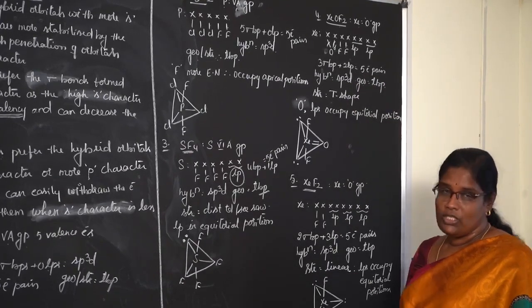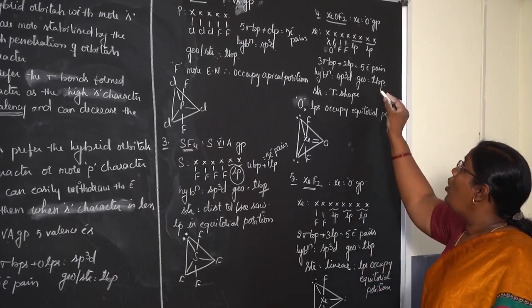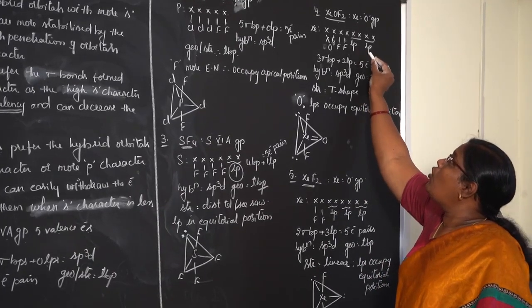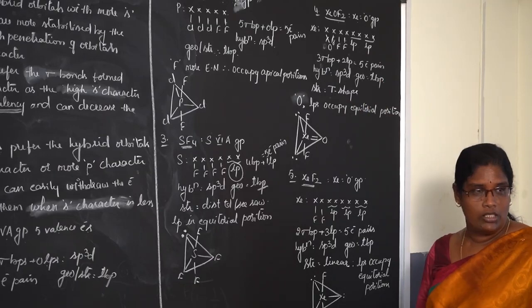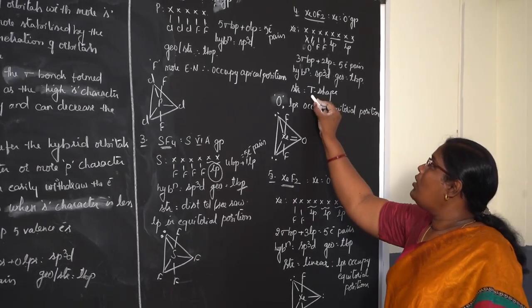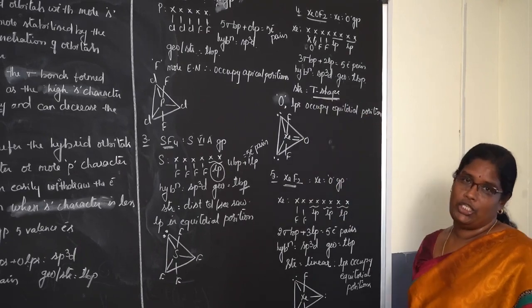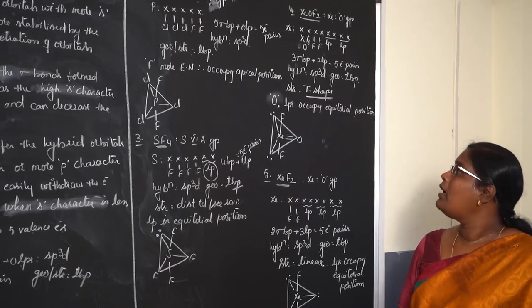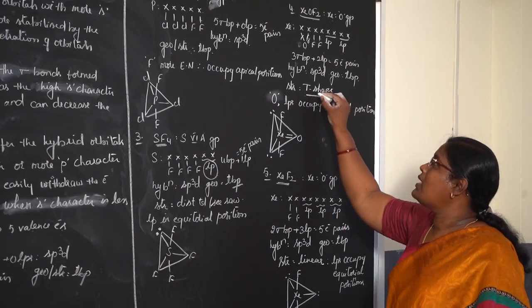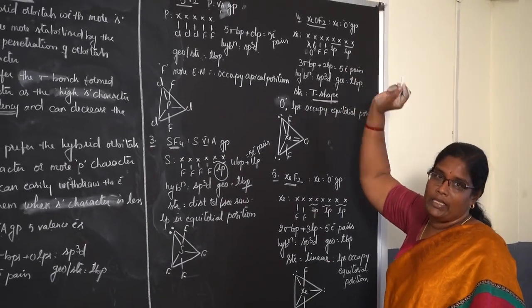But what is the structure? Because of lone pairs, which would cause a distortion, the molecule has the structure of T shape. The molecule has T shape as the structure because of the lone pairs.